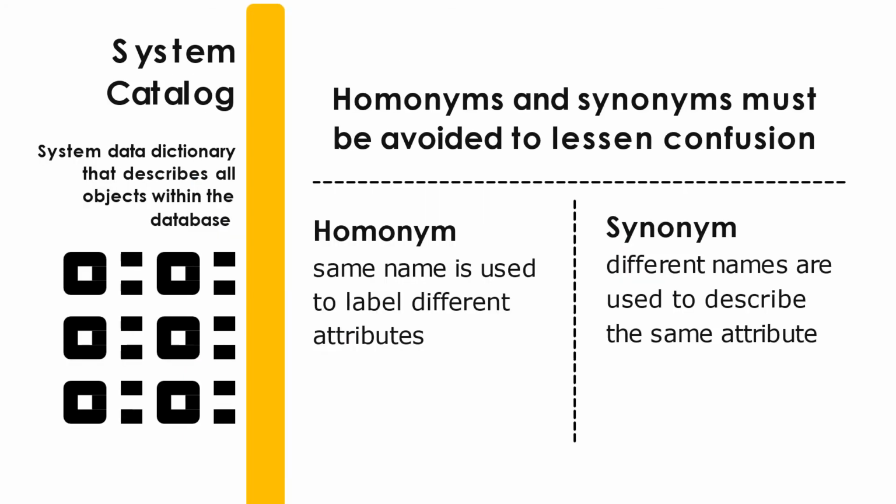Next is System Catalog. System Catalog is a system data dictionary that describes all objects within the database. When creating a system catalog, we must avoid homonyms and synonyms to lessen confusion. Now, what do we mean by homonyms and synonyms? Homonyms is using the same name to label different attributes, while synonym is using different names for describing the same attribute.